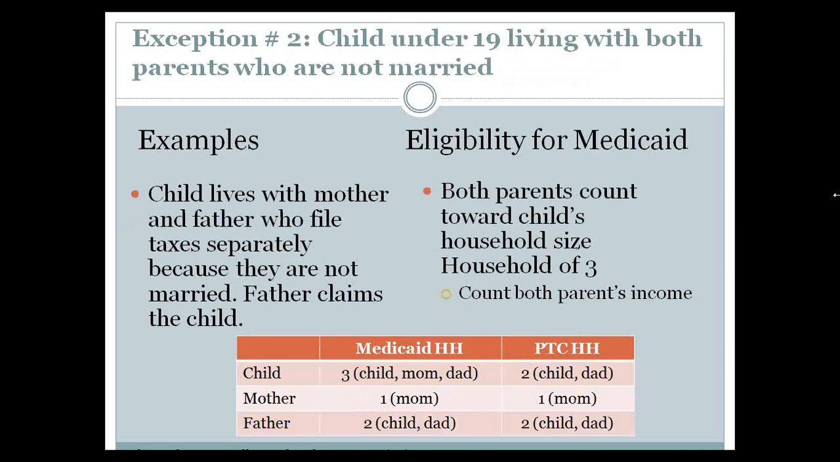Now, exception 2 would be a child under 19 living with both parents who are not married. Let's say we have a child living with mother and father who file taxes separately because they are not married, and the father claims the child on his taxes. Both parents count toward the child's household size of 3, and you count both parents' income. But the mother's group is just 1 because the child is not on her taxes as a dependent, while the child is taken on the father's taxes as a dependent. So that group is a group of 2, the child and the dad.